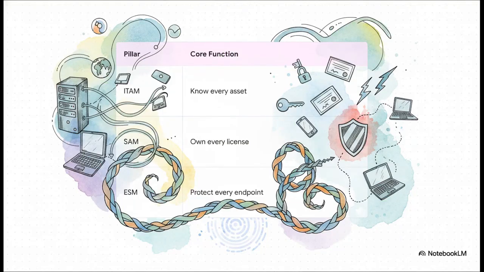Now, what's really interesting here is when these three modules interlock, you don't just have three separate tools functioning in silos. You have a unified autonomous engine. You have ITAM to know every hardware asset, SAM to own every software license, and ESM to seamlessly protect every endpoint. The hardware, the software, and the security layer are all communicating perfectly with one another. It just becomes a single, always accurate platform that runs your enterprise continuously.